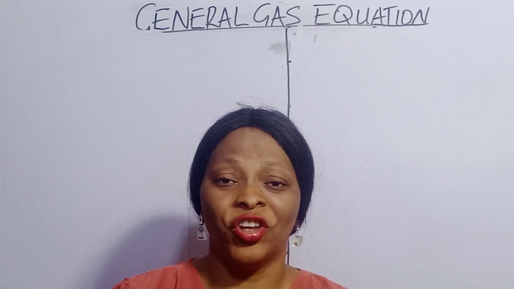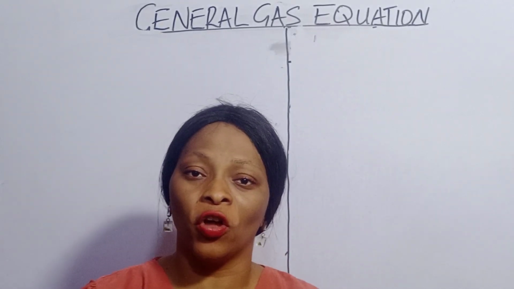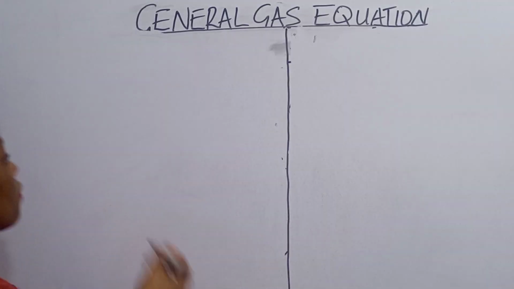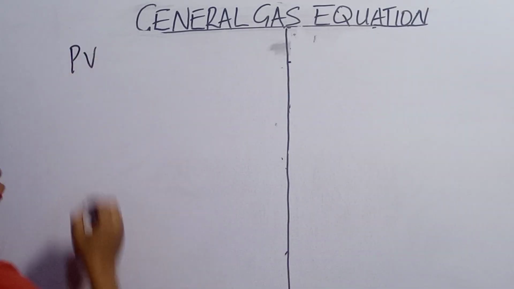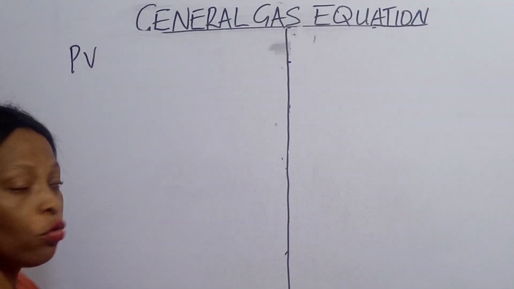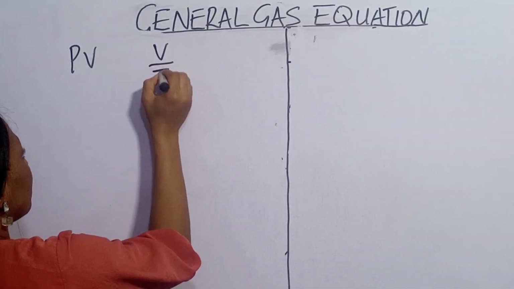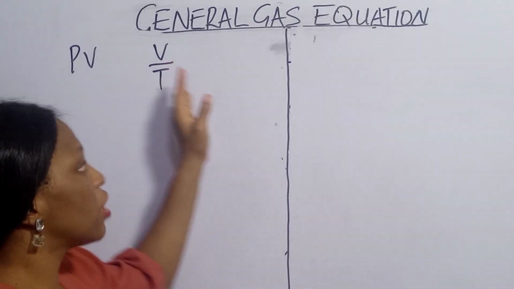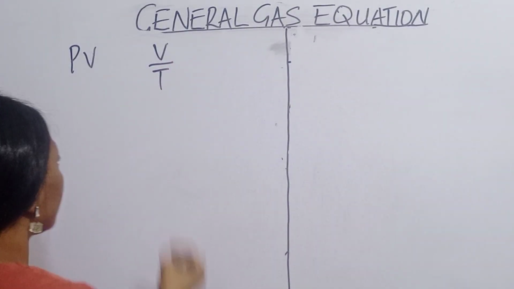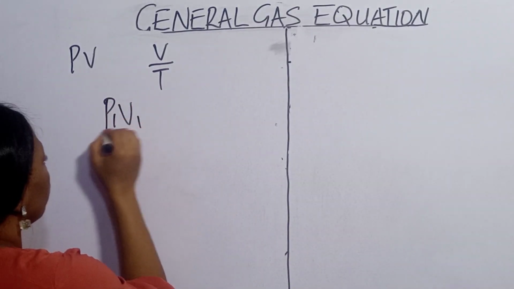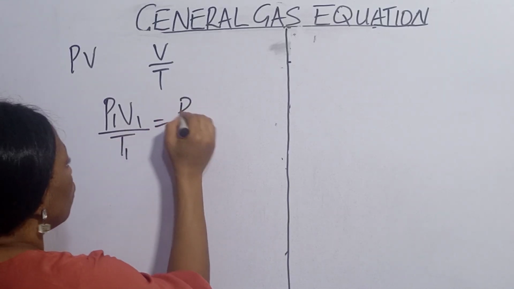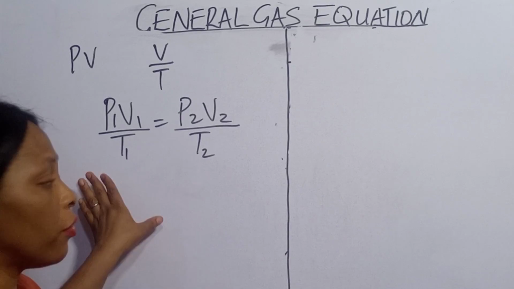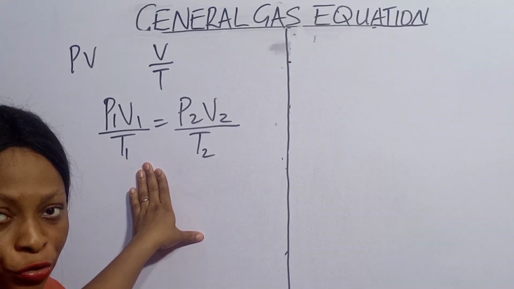So basically, the general gas equation is a combination of Boyle's law and Charles' law. Remember, Boyle's law has to do with pressure and volume, and Charles' law has to do with volume and temperature. When you combine both, that gives us the general gas equation, which is P1V1 over T1 is equal to P2V2 over T2. So this is the formula for the general gas equation.